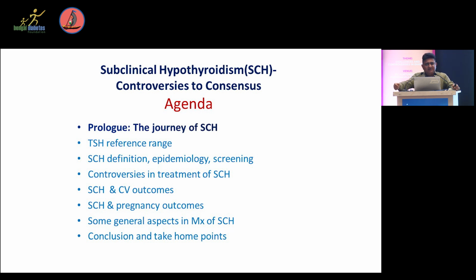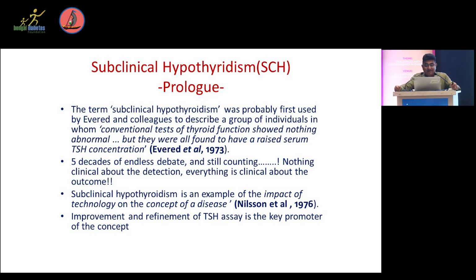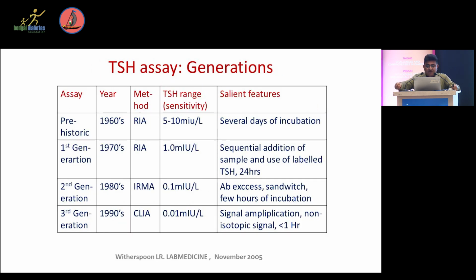It has been evolving for the last 5 decades, and it was initially described in 1973. And in 1976, Nielsen made a very interesting, philosophical observation: subclinical hypothyroidism is an example of the impact of technology on the concept of disease. That means it depends on how you are measuring your TSH, and that's how you arrive at a definition of subclinical hypothyroidism, because only TSH changes, nothing else changes. There are no specific clinical criteria to diagnose subclinical hypothyroidism. I'll come to that.